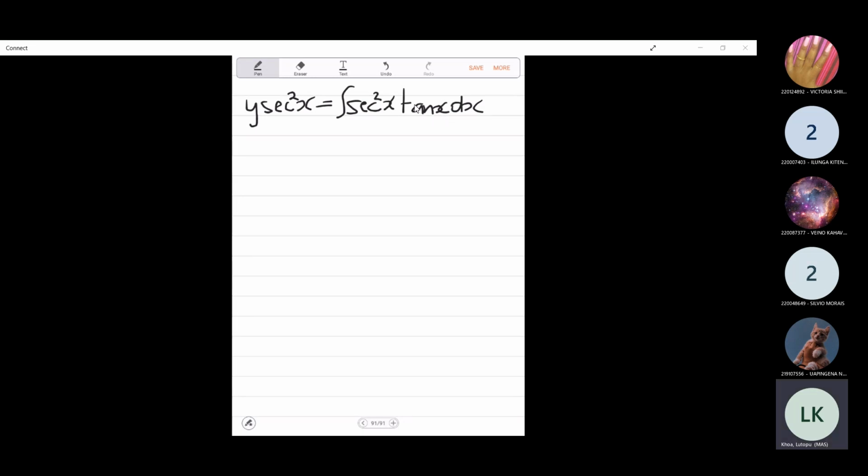Yeah, because this is u du. So we have y = sec squared x is equal to tan squared x divided by 2, and then add our constant of integration. Then, as always, you can play around with it, rewrite it so that it looks a little bit better. Then one more, number 9.